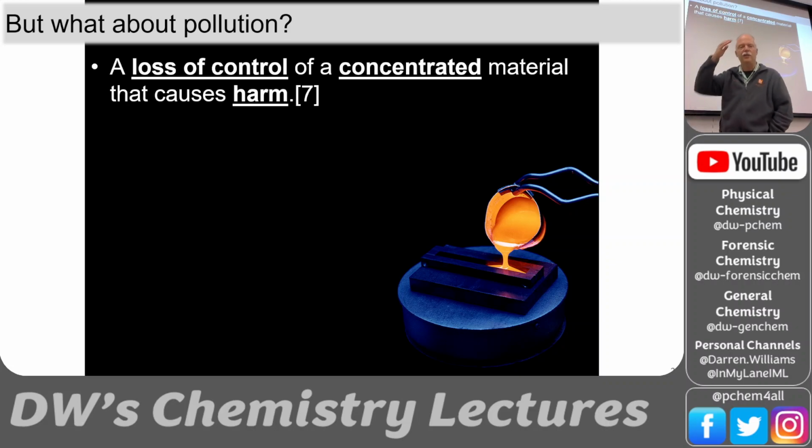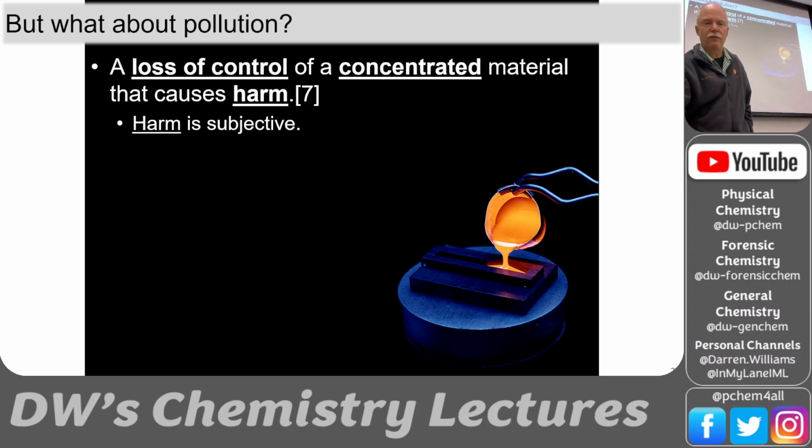Well, the definition of a pollutant or pollution is a loss of control. It has three parts: loss of control of a concentrated substance that causes harm. So if it doesn't cause harm, it's not pollution. If it's not concentrated, it's no problem. And if you have control of it, it's not been released. So you can focus on those three things, and that is how we fight pollution.